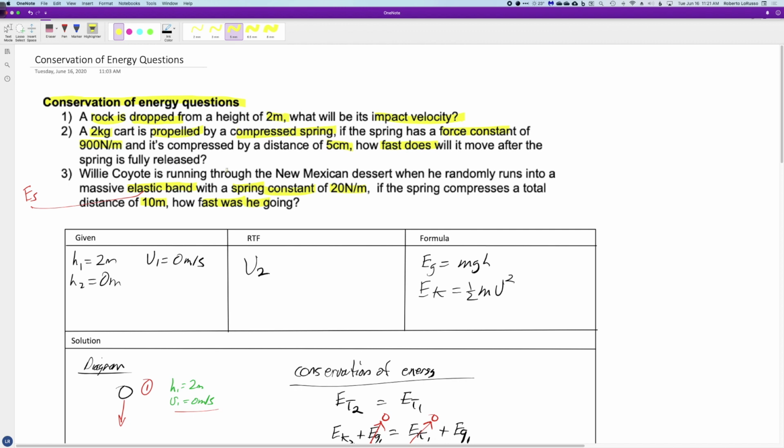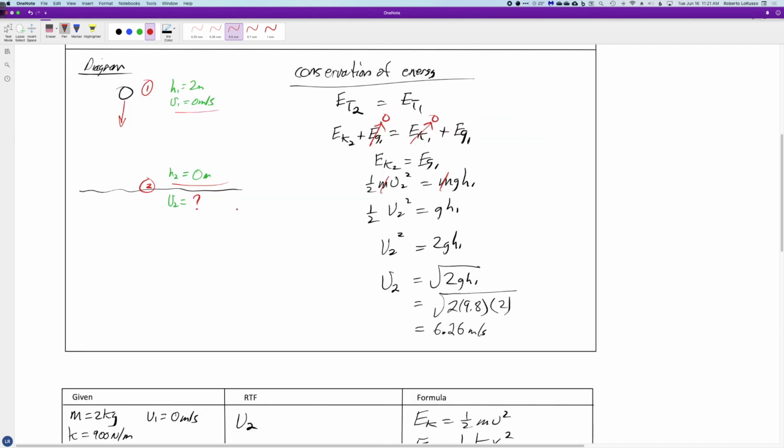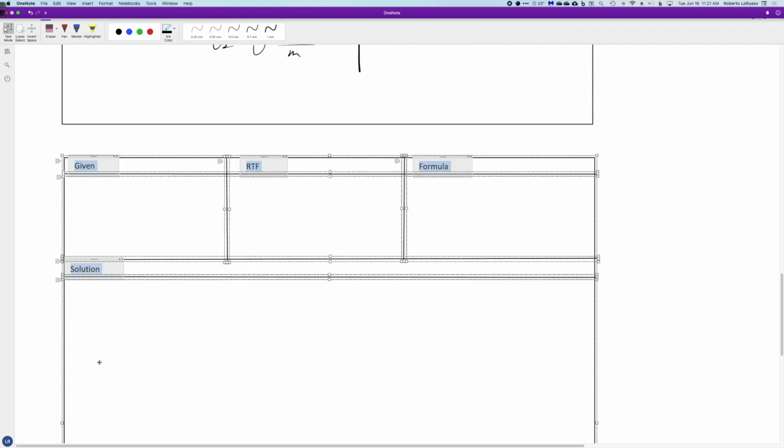Okay, so now this case, things are a little bit different. So we know that fast has to do with kinetic energy. So in this case, he was running first, then he ran into the elastic band. That means he's going from kinetic energy to spring energy because the spring is going to stop him and take away his kinetic energy. All right, well, let's write this all down. So let's copy another one of these.